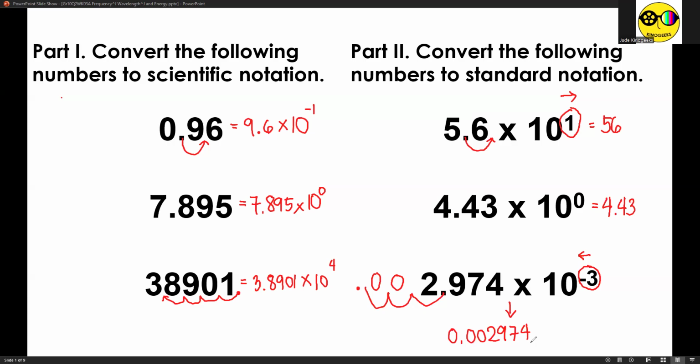I hope I was able to clarify the rules in converting numbers between scientific and standard notation. All the rules that we established in scientific notation will now be flipped when it comes to standard notation. This is the last time that I'm going to talk about it. Review our video lecture about it, and practice on your own.